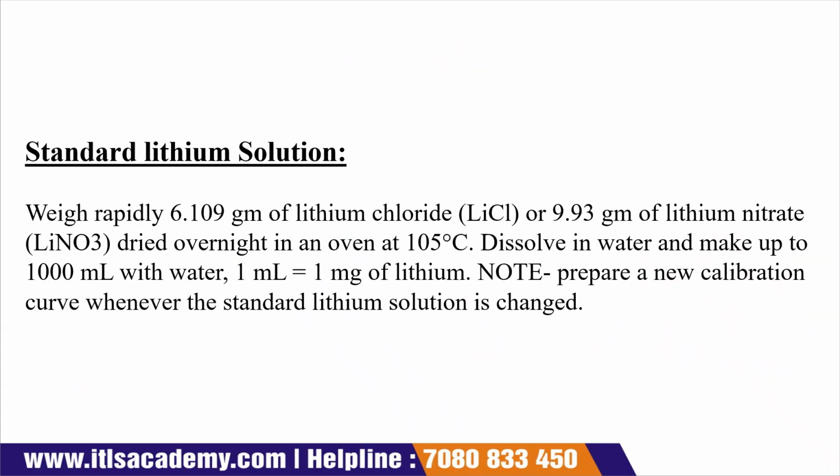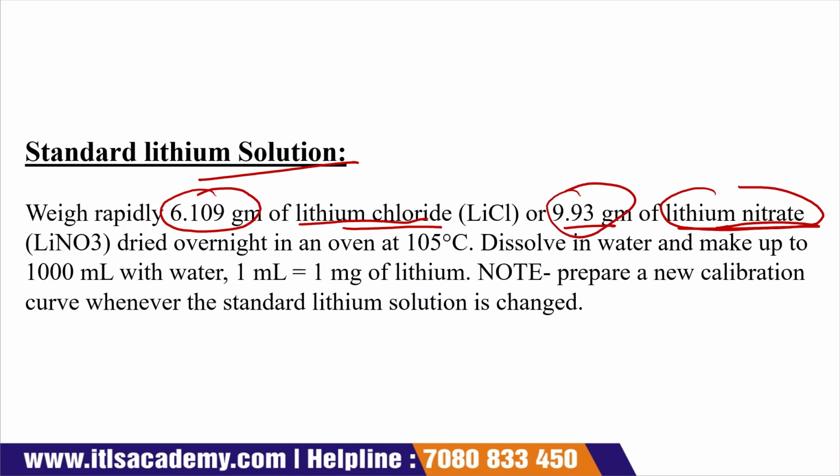Now come to the next. After preparing the sodium solution, we have to prepare a standard lithium solution. For this, we require 6.109 gram of lithium chloride or 9.93 gram of lithium nitrate. Both can be used. When you are using lithium chloride, you have to take 6.109 gram, and if you are using lithium nitrate, then you have to take 9.93 gram.